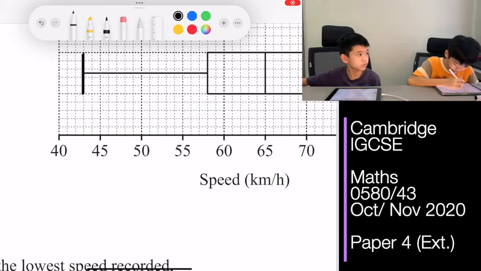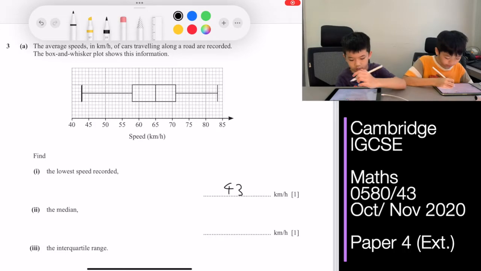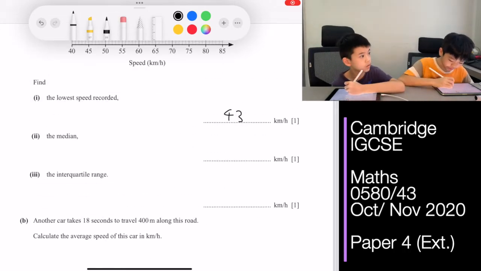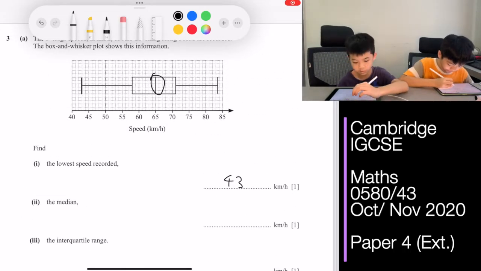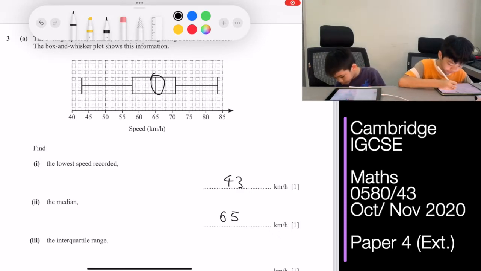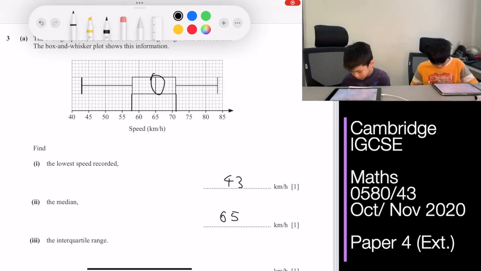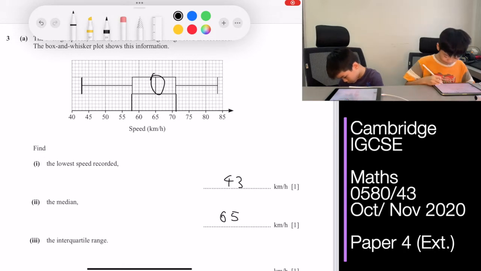Question 3A1. Find the lowest speed recorded, which is this over here, which is 42. 43. Find the median, which is the center, this one in the box, which is 65, and the interquartile range, 71 minus 58, 30.